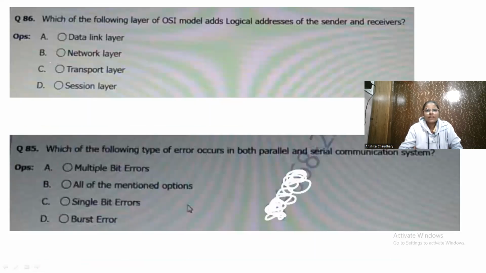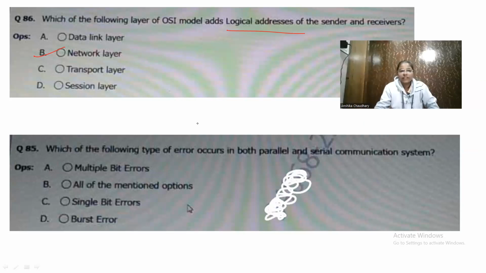The next question is which of the following layers of the OSI model adds logical addresses of the sender and receiver? Data link layer, network layer, transport layer, or session layer. So logical addresses are added by the network layer, which is the 3rd layer in the OSI model. There are 7 layers. Okay, so network layer is the 3rd layer. Now let's move on to the next question.